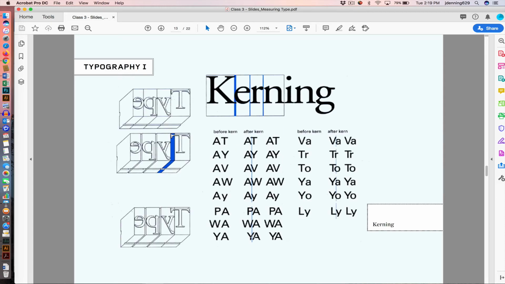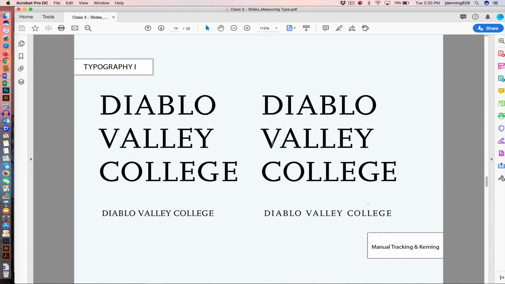Kerning, you can see that these two letters here have been kerned and they're much tighter together. So kerning and tracking are something that you always want to do as a designer. You want to look, you want to analyze, you want to make sure it is kerned and tracked optimally. Often it's not, and you have to go in and manually track and kern in your software. So you can see Diablo Valley College. This is manual tracking and kerning being used here.